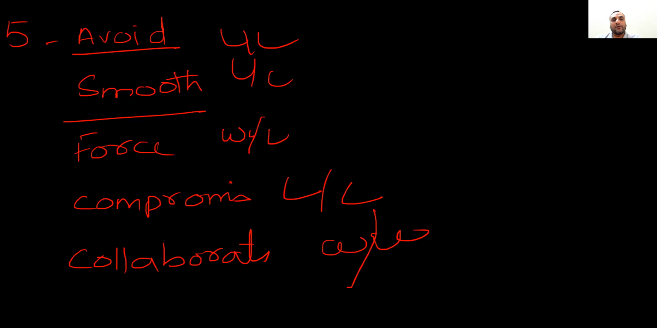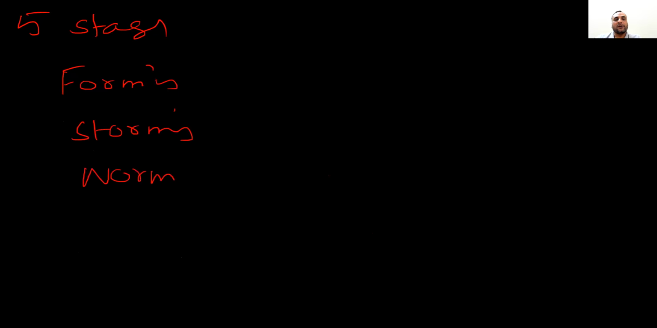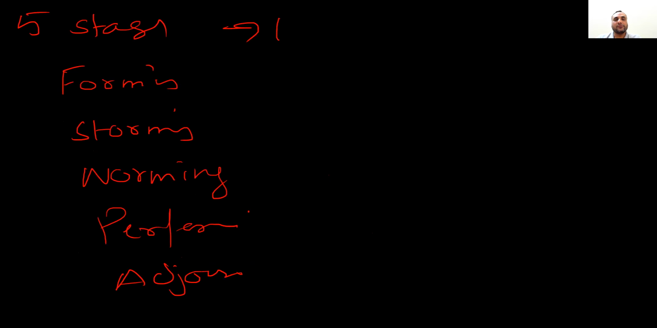Then we have 5 stages of team development, which are called forming, collecting all together, storming, they have conflicts, norming, they agree to work together as a team, performing, let them work. Once finished performing, adjourn. And this framework is by Bruce Tuckman, or we call it the Tuckman ladder. These are the 5 stages of team development.